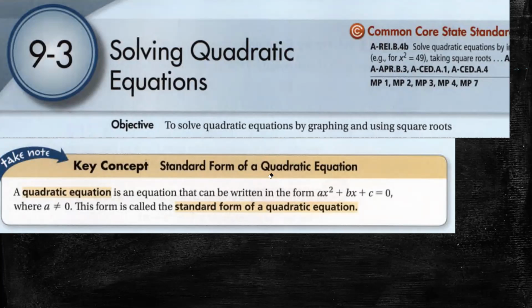To solve them, you can do it in two ways: graphing or using the square root. But before that, what is the quadratic equation? The quadratic equation can be written as ax squared plus bx plus c equals 0. This form, we call it the standard form of the quadratic equation.